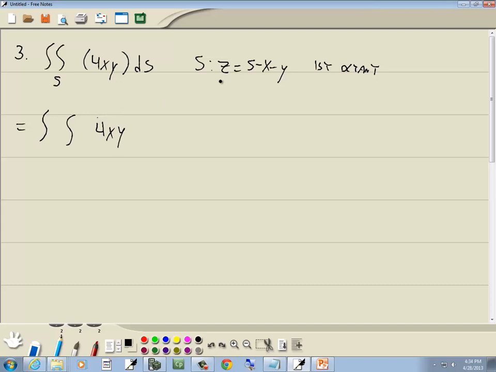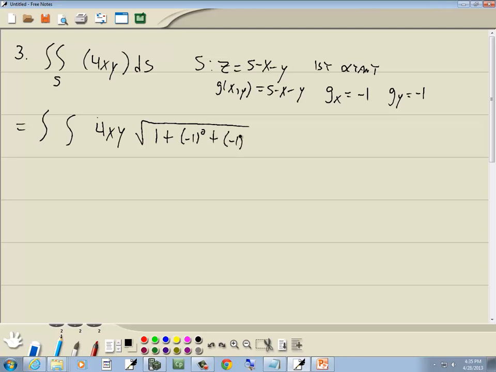Now, remember, this is our g of xy. So that's 5 minus x minus y. Now we need our partial with respect to x, which would be negative 1, and we need our partial with respect to y, which would be negative 1. So from our formula, this is going to be the square root of 1 plus the partial with respect to x squared. So we've got negative 1 squared plus the partial with respect to y squared. So that's negative 1.